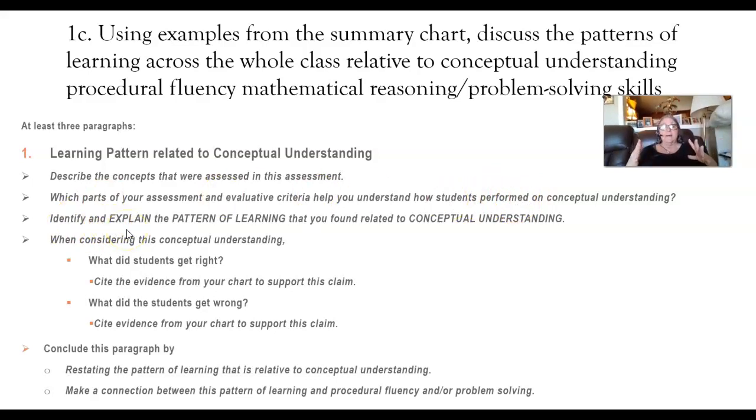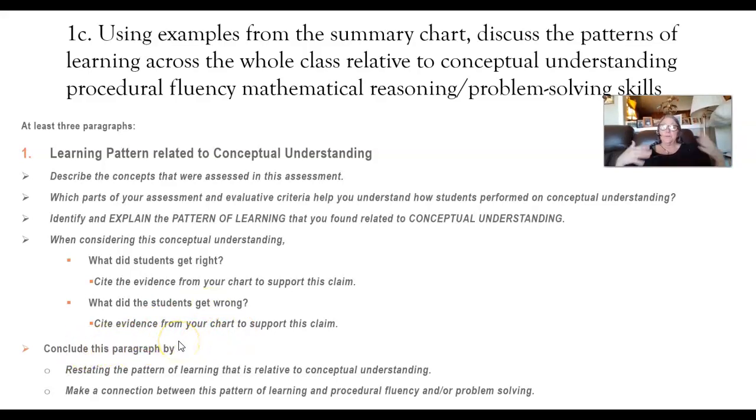Then identify the pattern of learning that had to do with the conceptual understanding that you found and explain it. When considering this conceptual understanding, think about what the students got right, and then cite the evidence from your chart to support your claim. What did the students get wrong? Cite the evidence from your chart to support your claim.